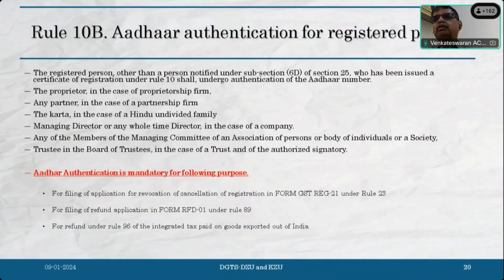Another important requirement is rule 10B, Aadhaar authentication of the registered person. If you do not want unnecessary compliance issues, you are mandatorily required to do Aadhaar authentication. Now, who are the persons? In the case of a proprietorship concern, the proprietor should be Aadhaar authenticated. In my experience over the past 2 to 3 years, even after the amendment of rule 10B, many people still have not done Aadhaar authentication. Aadhaar authentication is very vital for the following reasons.